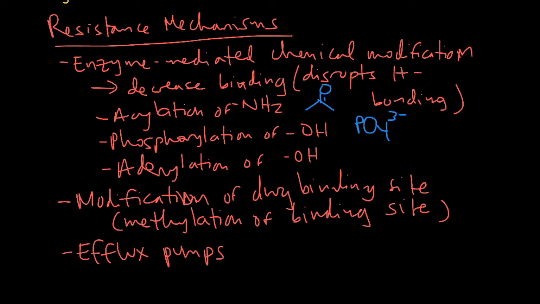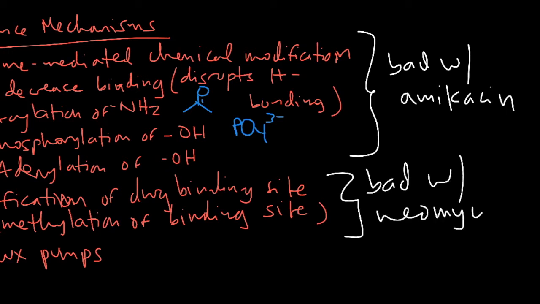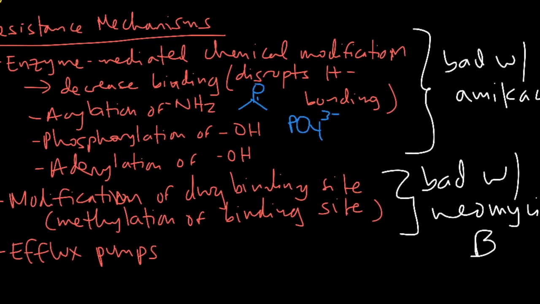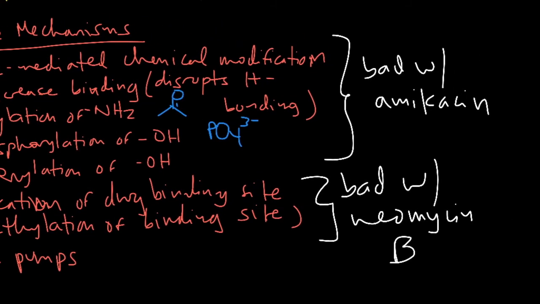So, Dr. Ellis wanted to highlight that enzyme-mediated modification is not good with amikacin, and methylation of the drug binding site is not good with neomycin B. So, if you have bacteria that are resistant because they have developed enzyme-mediated chemical modification, you can use amikacin with them, because amikacin is not affected by enzyme-mediated chemical modification.